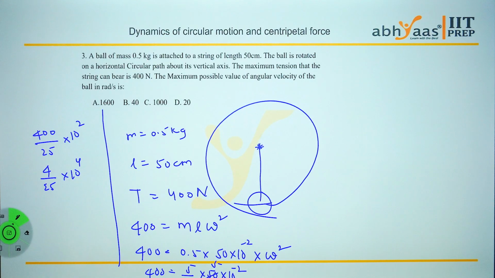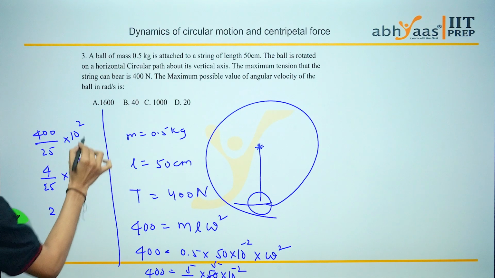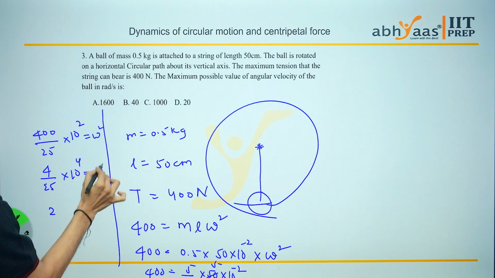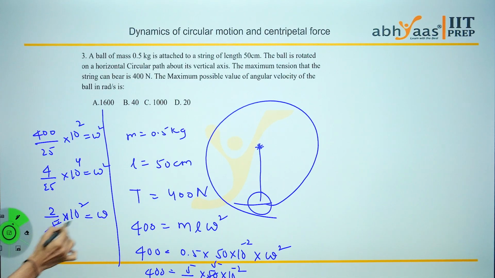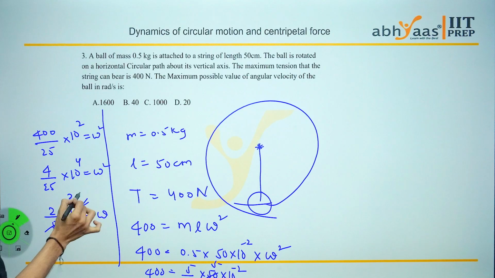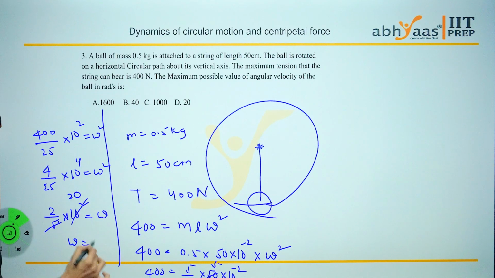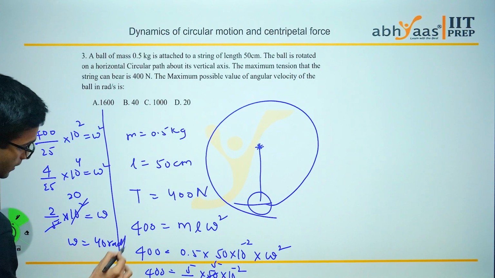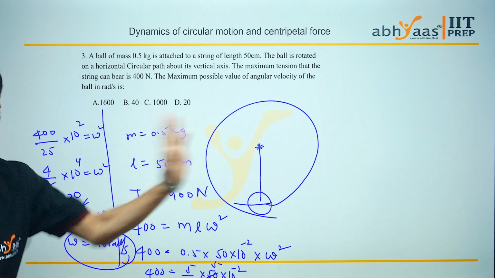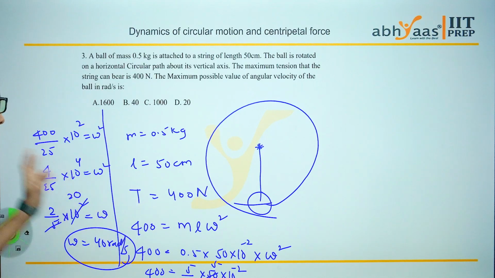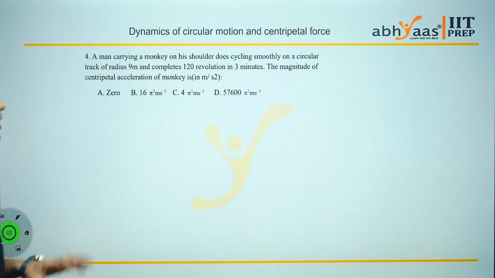Now what you'll get? That is equal to omega square. 2 by 5 into 10 square. If you take the root of this, that is omega. So this is 100, right? 100 means what you will get? 5 2 is 10, so 20. Omega equal to 40 radians per second. So directly you will get it. This is a simple formula. I only have tension, that is equal to centripetal force. I just have done some calculation. Okay, now going to the next one.